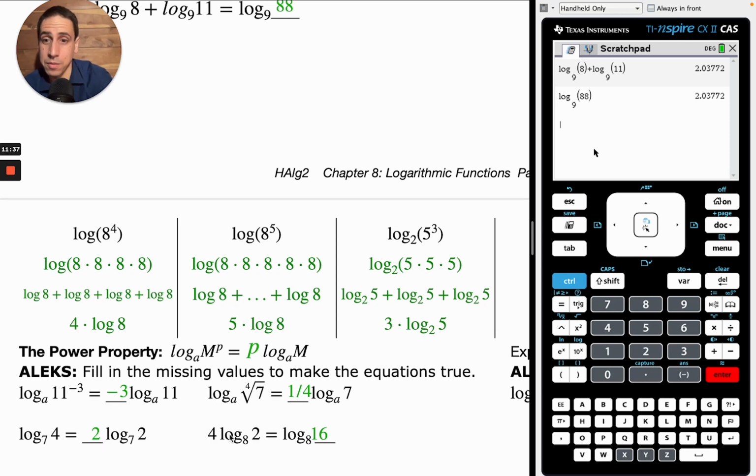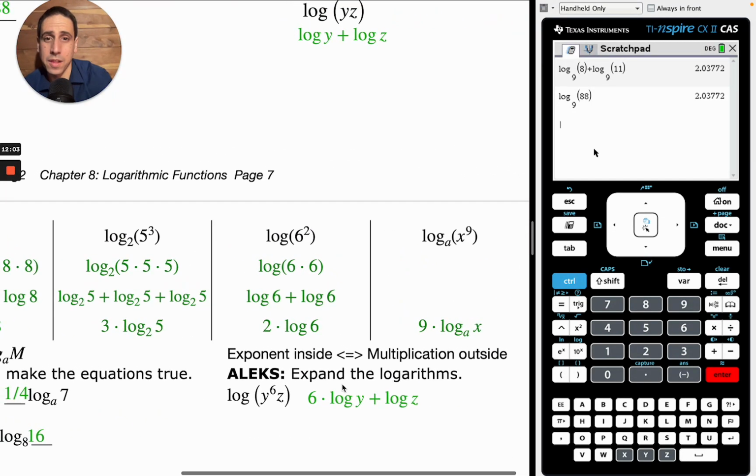And here, the same thing in reverse. If you've got 4 there, with no space, you could put as an answer 2 to the 4th, because multiplying by 4 on the outside becomes an exponent of 4 on the inside. So you could write 2 to the 4th here, but it would probably ask you to simplify. Log base 8 of 2 to the 4th would actually be 16.